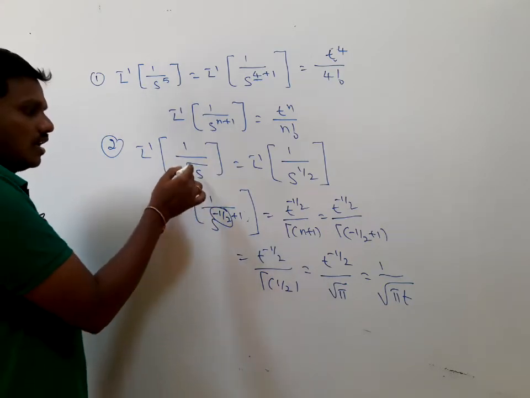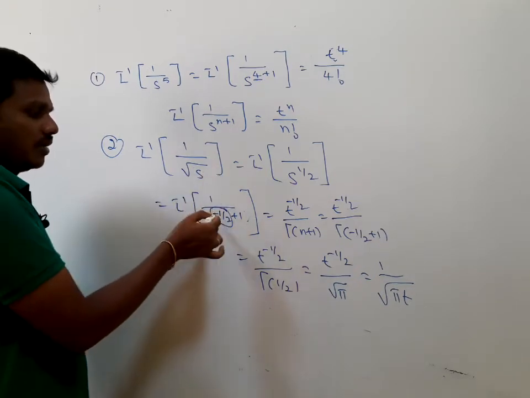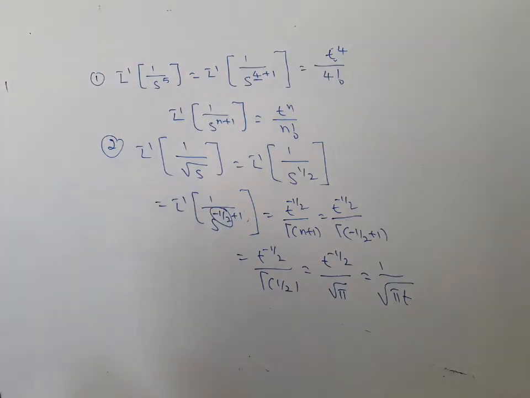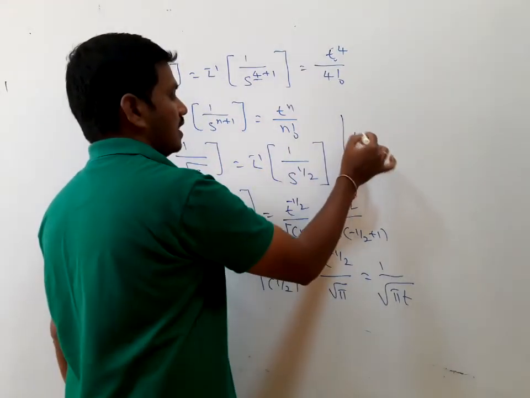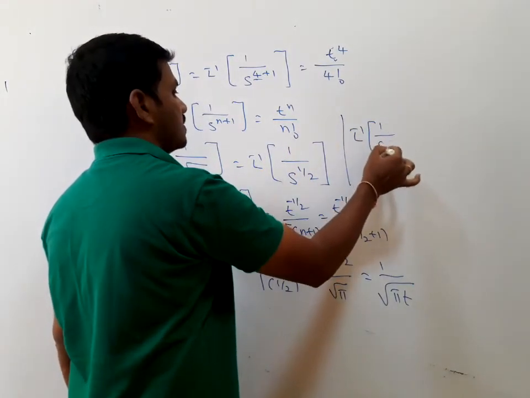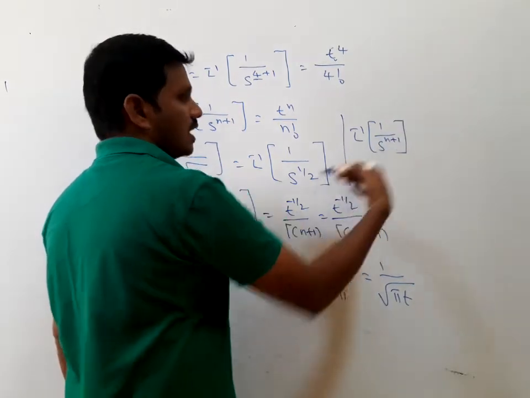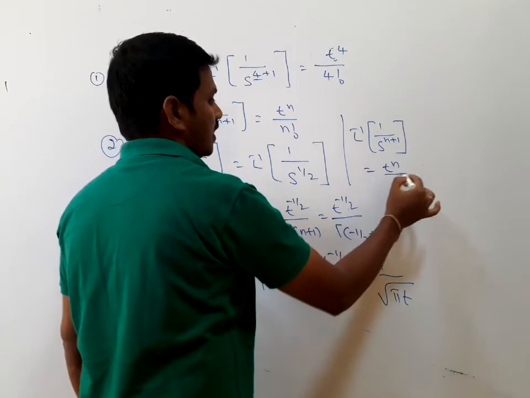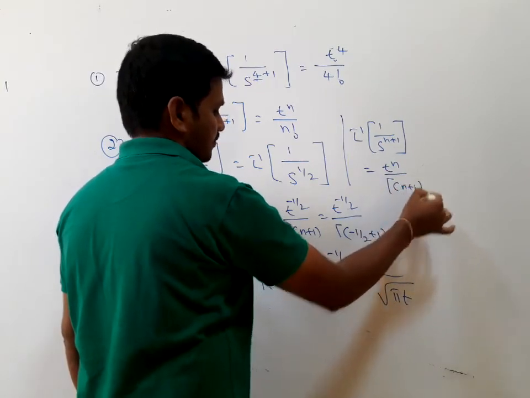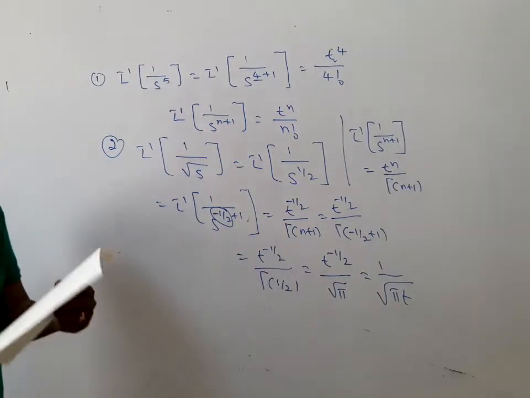So we can write 1 by 2 as minus 1 by 2 plus 1. So with minus 1 by 2 plus 1, we have the formula L inverse of 1 divided by s to the power of n plus 1, n being a real number. So we can write t to the power of n divided by gamma of n plus 1. This is the problem. Next.